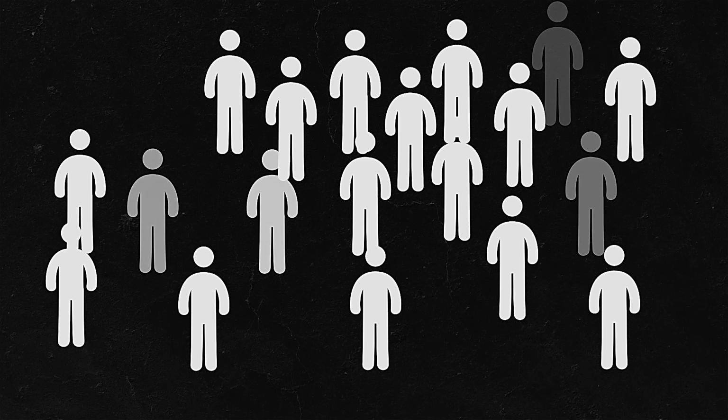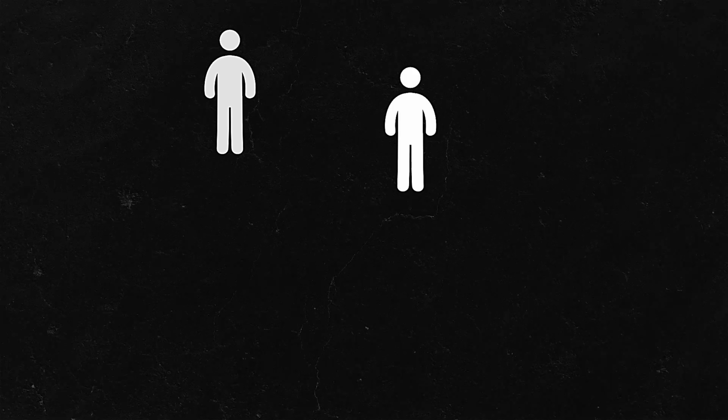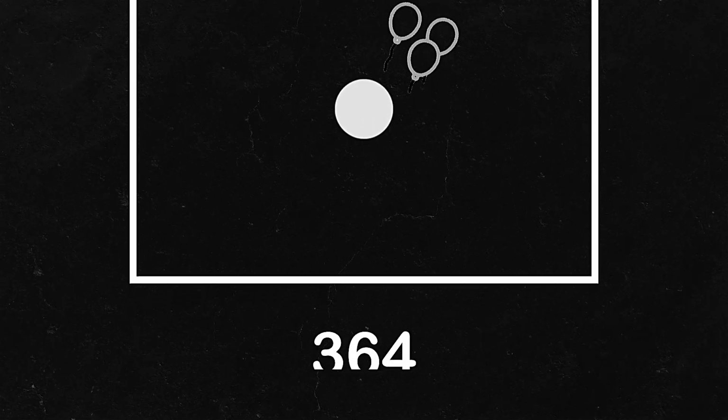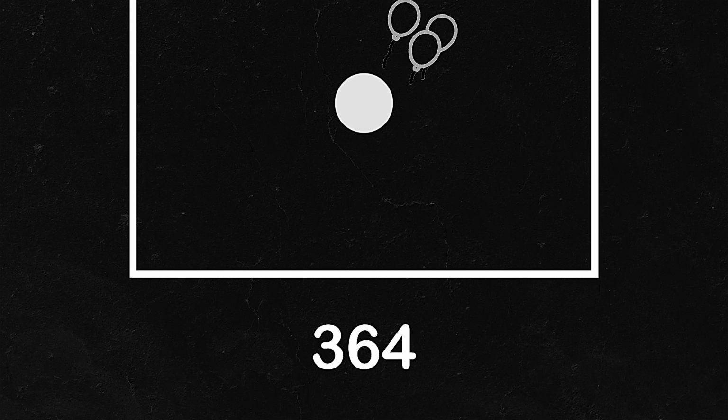Instead of calculating the chance of someone sharing a birthday, it's easier to figure out the opposite, the chance that no one shares a birthday. Imagine you walk into a room. You already have a birthday, so there are 364 other days left for the next person to not match your birthday. That gives the second person a 364 out of 365 chance of not sharing your birthday.